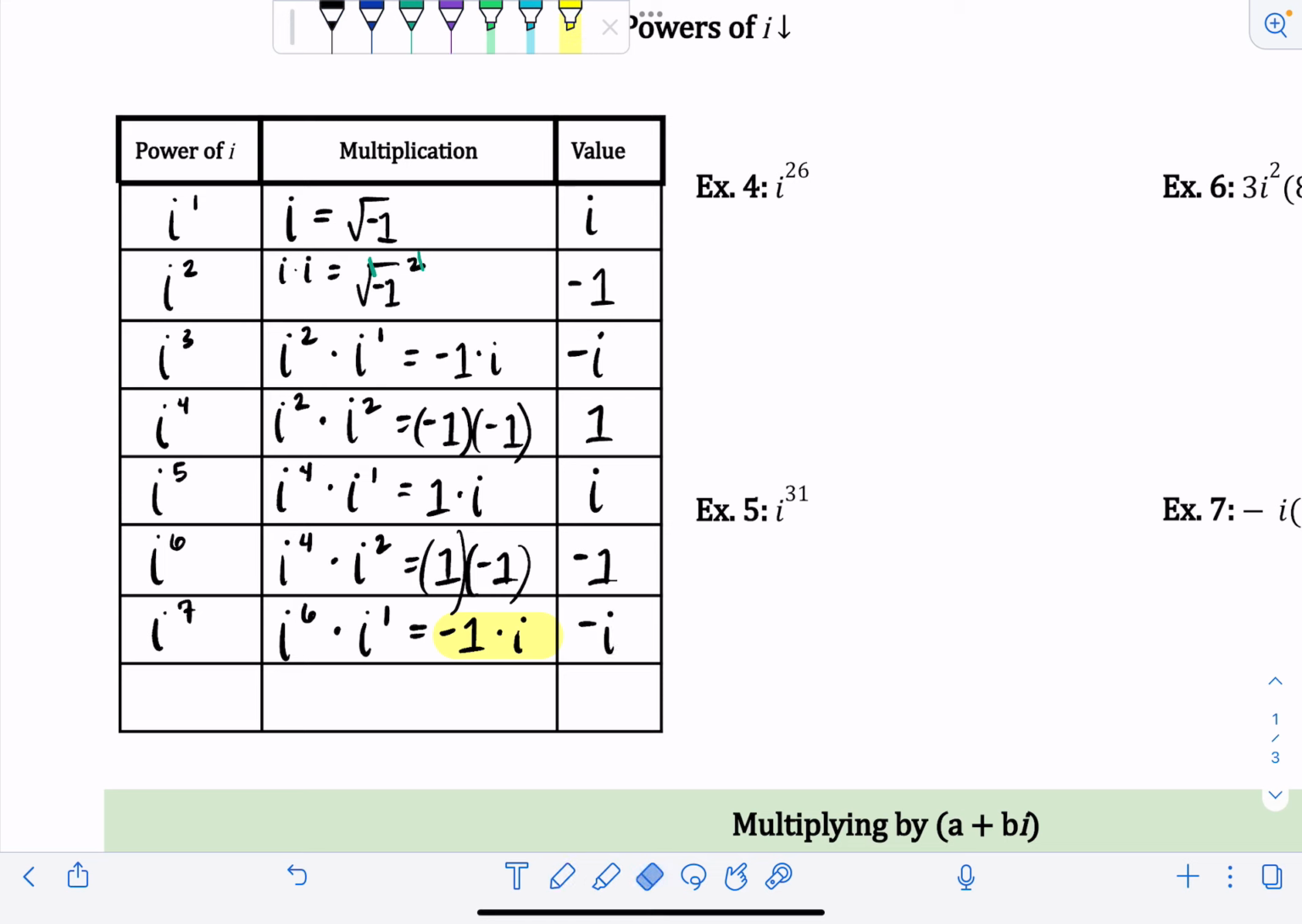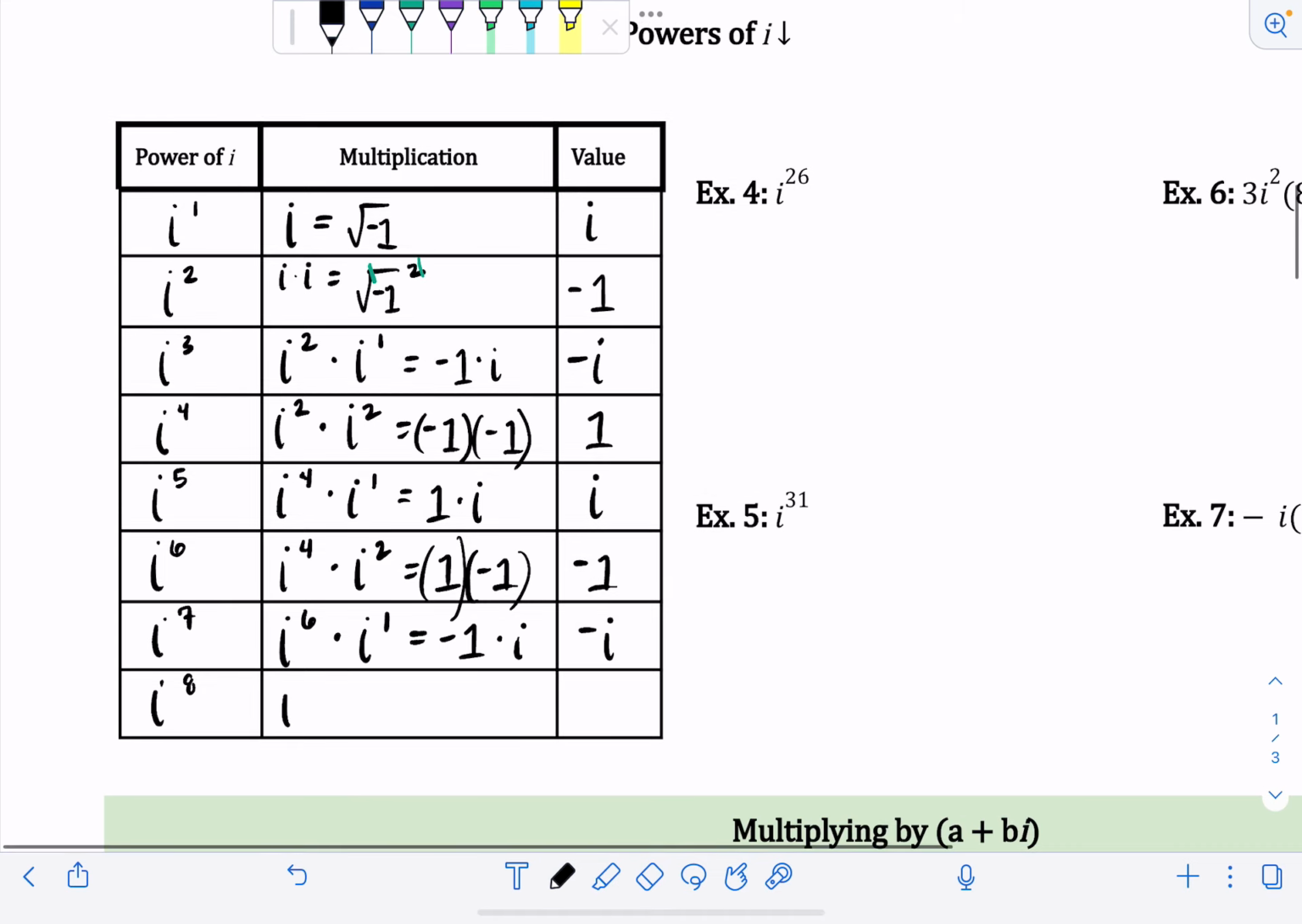And then the last one is i to the 8th power. For i to the 8th power, you could do i to the 6th times i squared. I'm going to use i to the 4th times i to the 4th. Each i to the 4th is equivalent to 1, so this just becomes 1 times 1, which is 1.